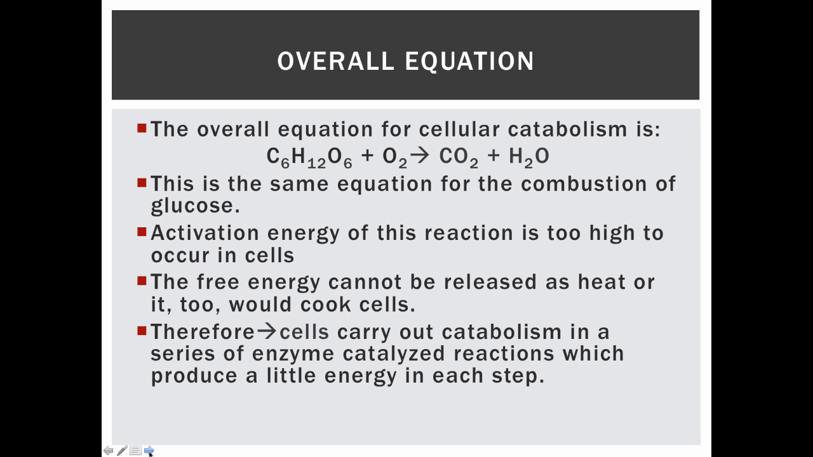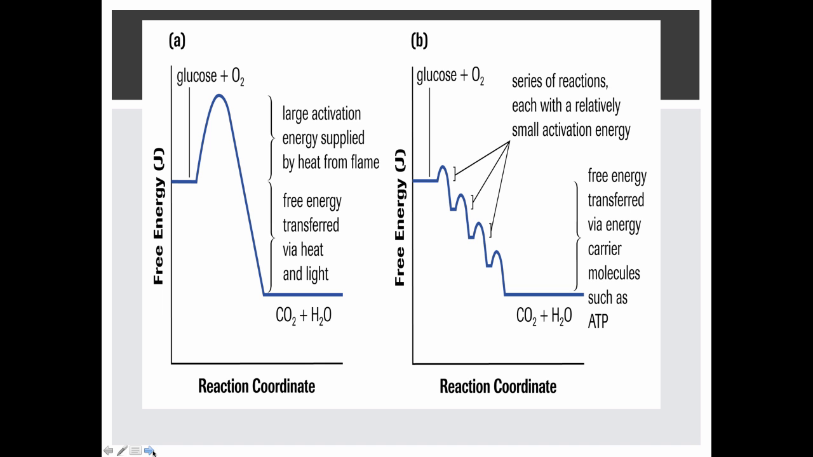The overall equation for cellular catabolism is C6H12O6 plus O2 breaks down into CO2 and H2O. Obviously, that's not balanced. It's also the same equation for the combustion of glucose. However, if we look at the combustion of glucose, the activation energy is too high and the amount of energy released is too great. So either way, we'd cook cells. So we need to carry out this process in several steps with lower activation energies and lower electron yields.